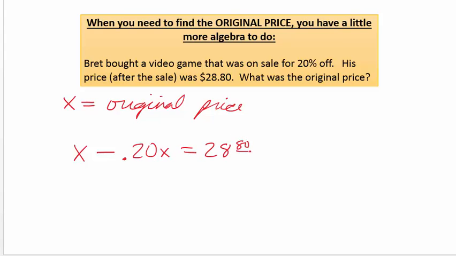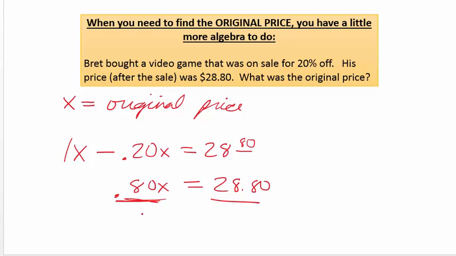Now here's the tricky part. X is the same as 1X. So if I take 1x minus 0.20x, you get 0.80x, or just 0.8x. It also should make sense that if something's 20% off, you're actually paying for 80% of it, which is 0.80. So 0.80x equals 28.80. How do you get rid of that multiplication of 0.80? You divide by 0.80. So let's see what the original price is.